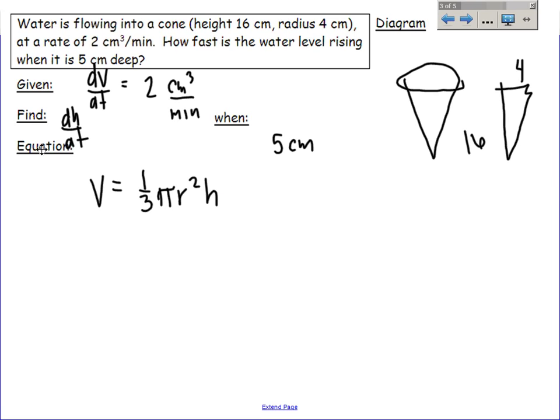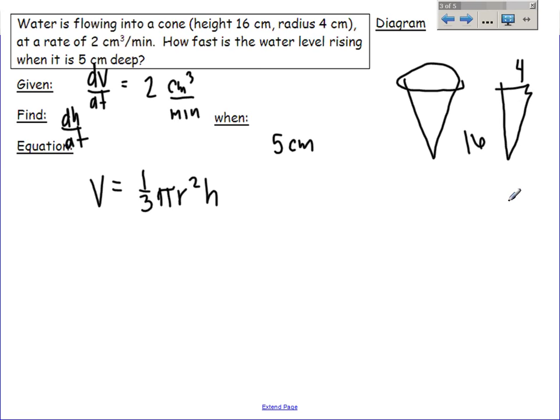And are we given anything in terms of what dr is? We're trying to find dh over dt. We have, at this point in time, no way to find what dr over dt is. So we have to find that. What I suggest doing in this case when we have to make a substitution is come over here off to the side and realize that if we had a full cone, we would have a height of 16 and we would have a radius of 4.